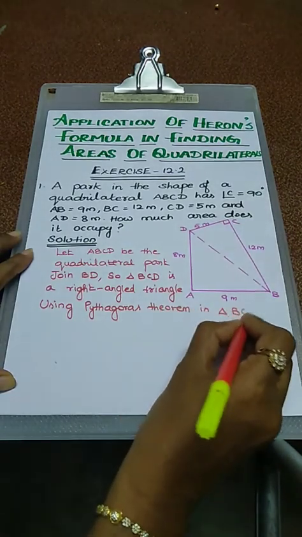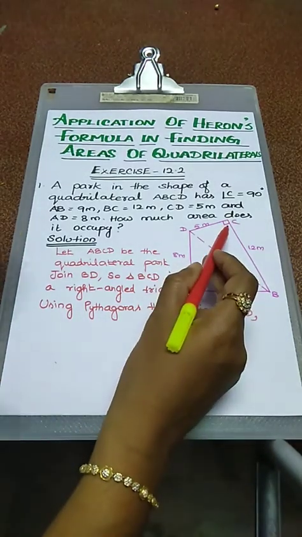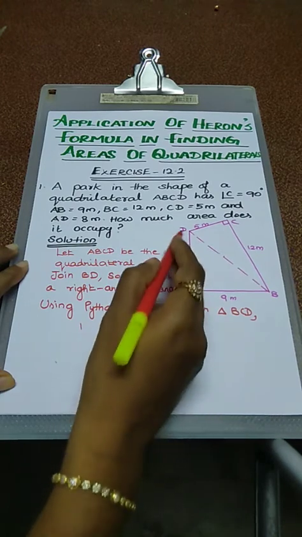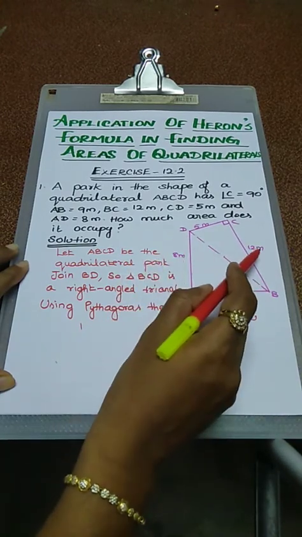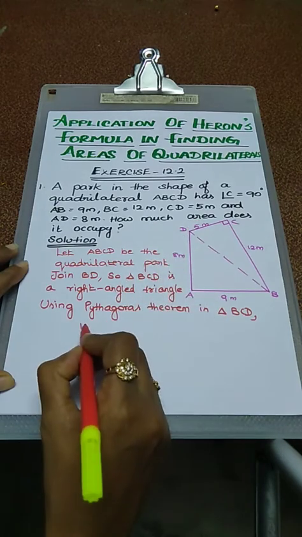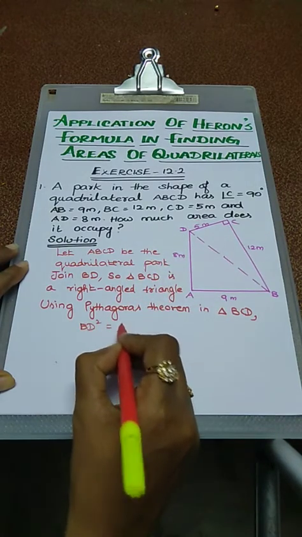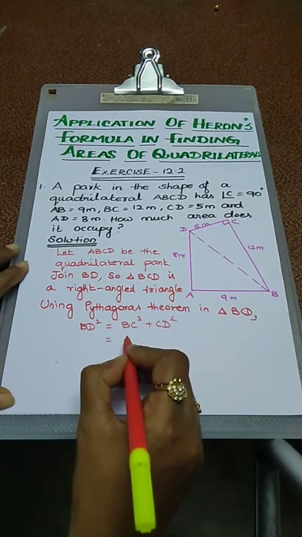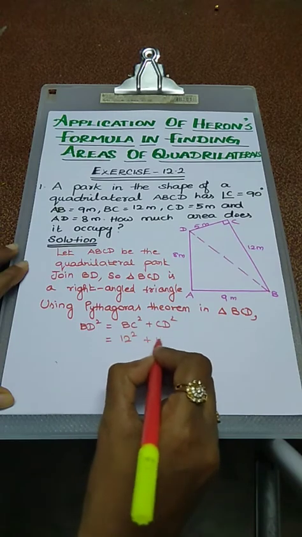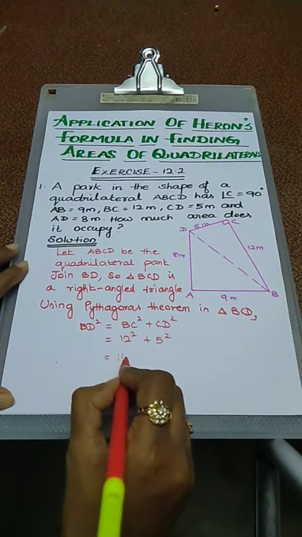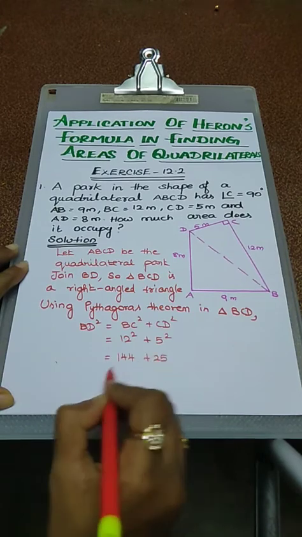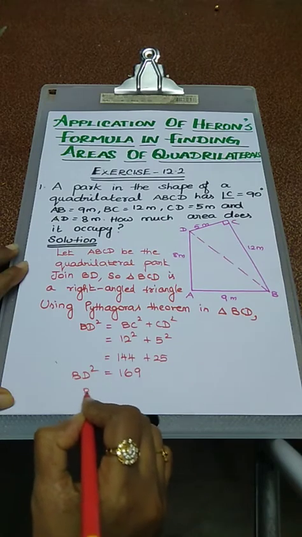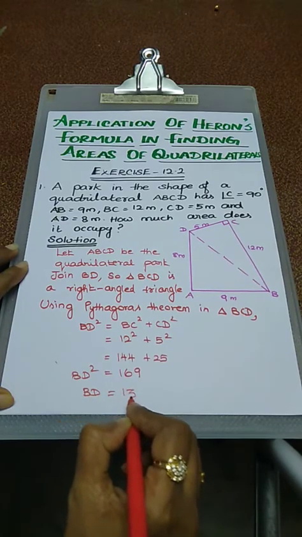In triangle BCD, angle C is 90 degrees, so the side opposite the right angle is the hypotenuse. What is the Pythagoras theorem statement? The square of the hypotenuse is equal to the sum of the squares of the other two sides. So BD square is equal to BC square plus CD square. BC is given as 12. 12 square plus 5 square, that is 144 plus 25, which is 169. So BD square equals 169. Taking the square root on both sides, BD equals 13 meter.